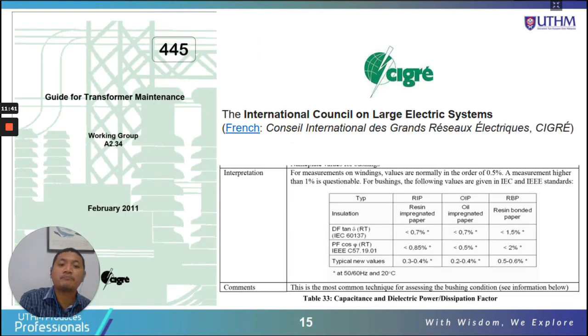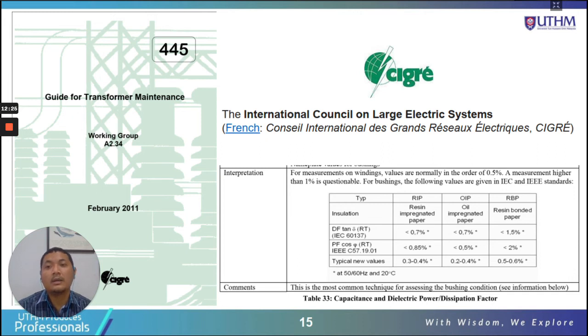Besides IEEE and IEC, we also have CIGRE. CIGRE stands for International Council on Large Electric Systems. CIGRE itself is not a standard. How should I say? Basically, it says here it's a guide. But the industry also considers this as a standard. As long as it is accepted internationally, then we can use it and apply it in the industry.